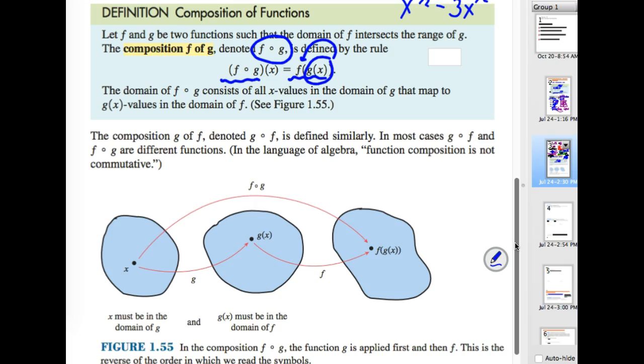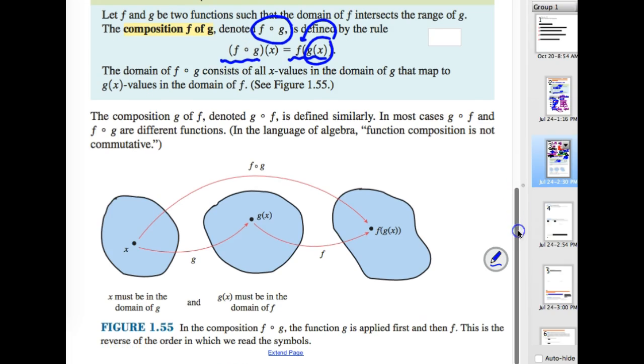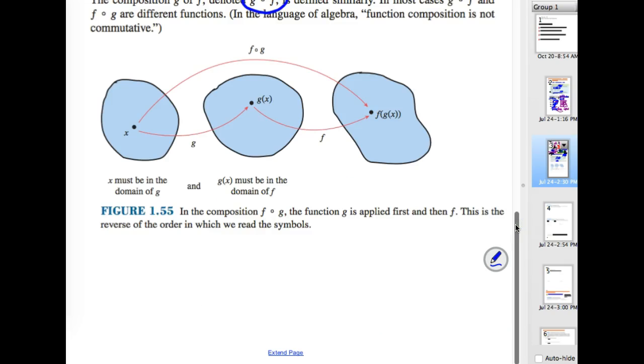The domain of that composition consists of all x values in the domain of g that map to g of x values in the domain of f. And our picture below here hopefully will make that a little clearer. It says the composition g of f, notice the order here. Now g is first, g of f is defined similarly. In most cases, g of f and f of g are different functions. All right, so function composition is not commutative. The order is extremely important.